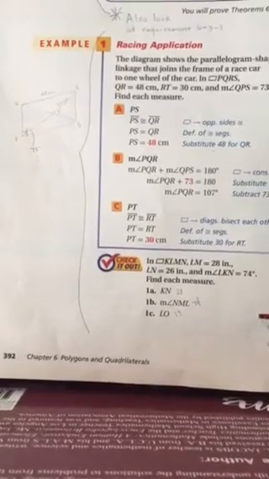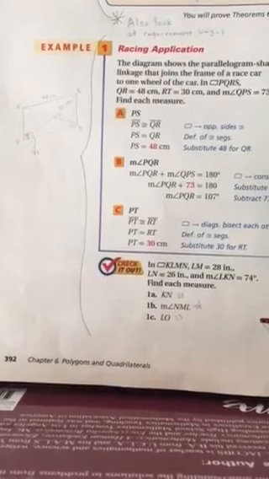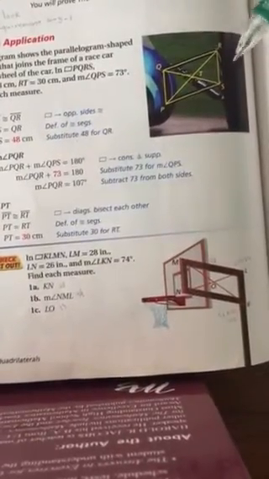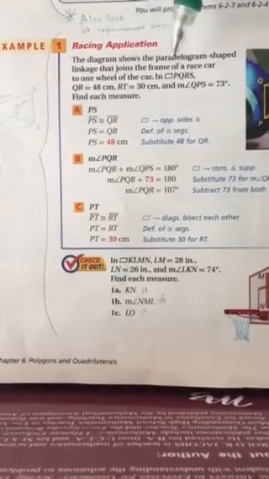So I am on example 1 on page 392. The diagram shows the parallelogram-shaped linkage that joins the frame of a race car. Here's the race car and here's its wheel. Oh, sorry, I didn't show you that. Here's the race car, here's its wheel. Okay, I forget you can only see small sections at a time.